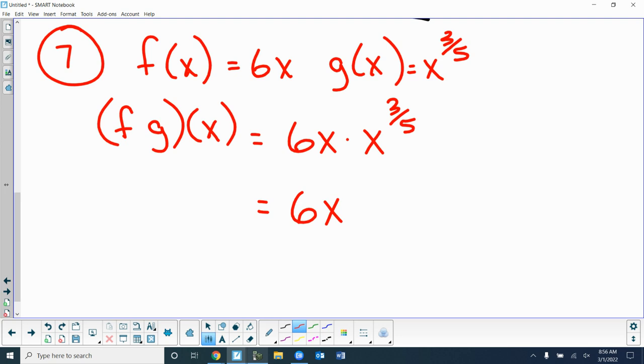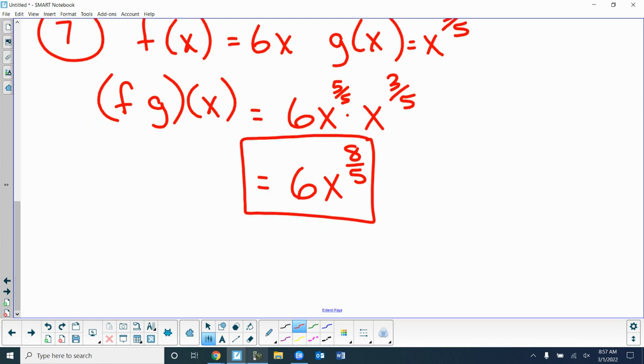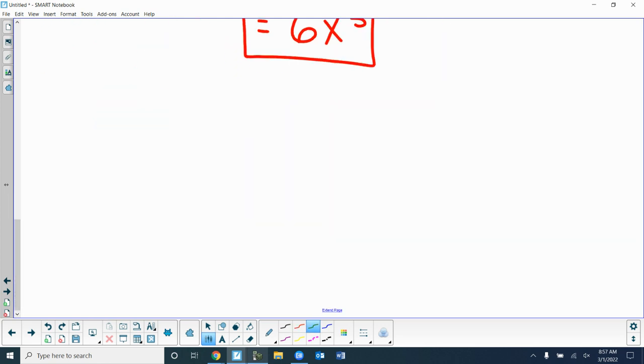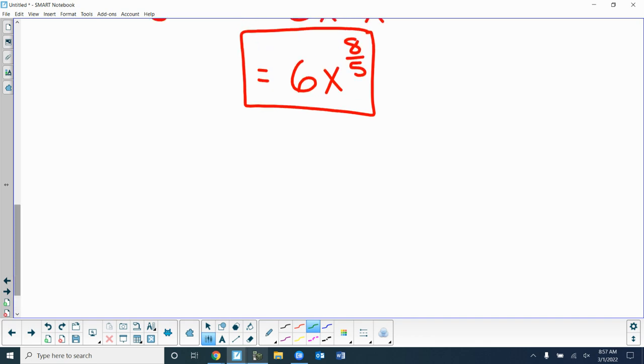So we have a 1 and a 3/5. Well, we usually change 1 to whatever the same denominator is, right? So we're going to change it to 5/5. So what's 5/5 plus 3/5? 8/5. And that's all we had to do. So if it was 3/4, we change it to 4/4 for the 1, right? No, if it was 6x squared, we would have changed it to 10/5, right? So change your denominators to be the same. Multiply your coefficients, add your exponents.